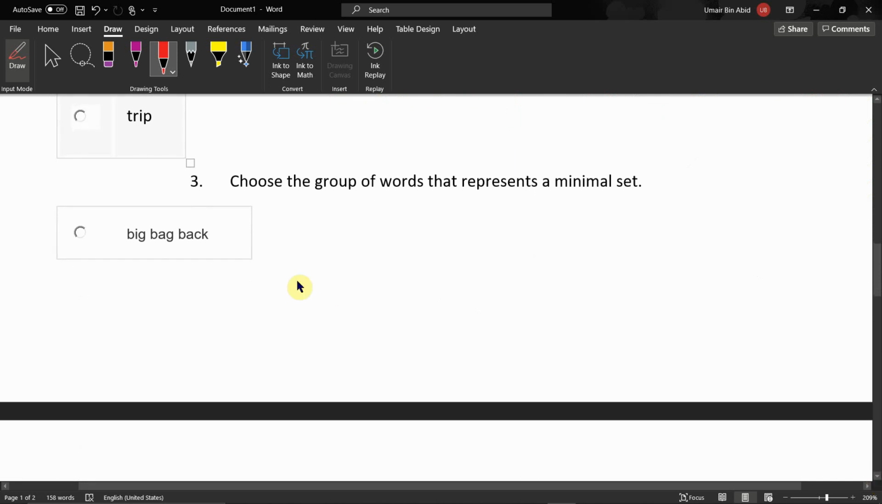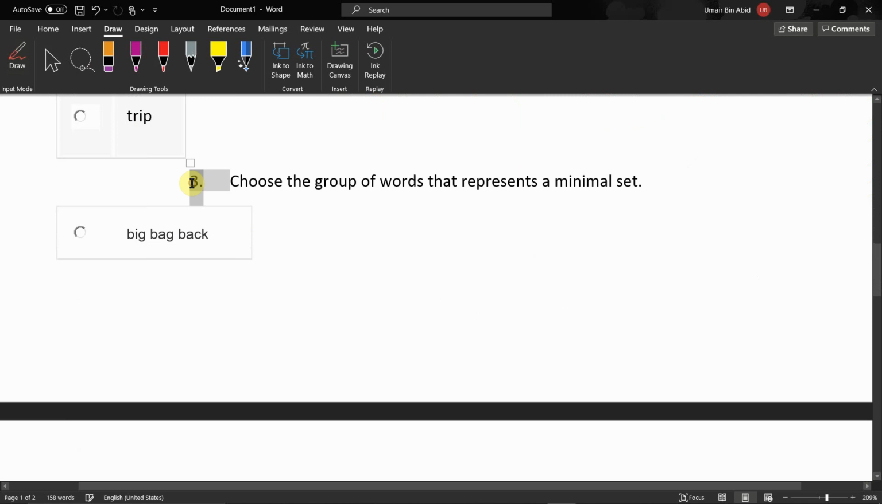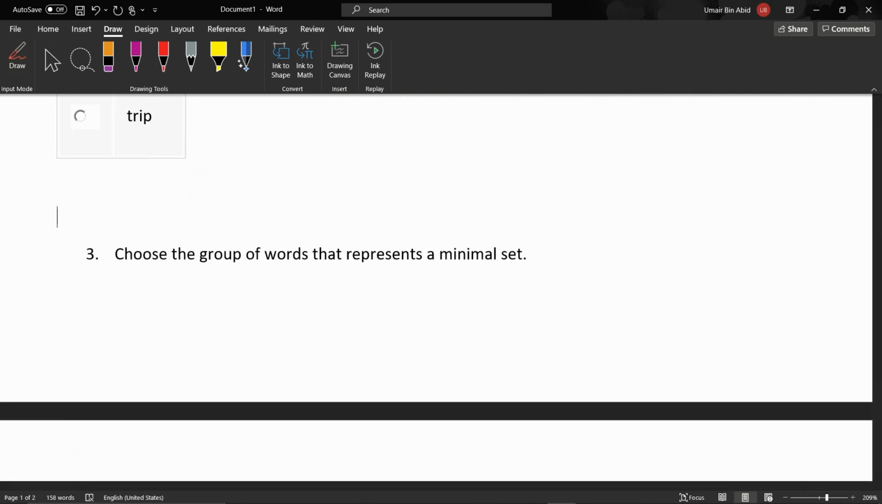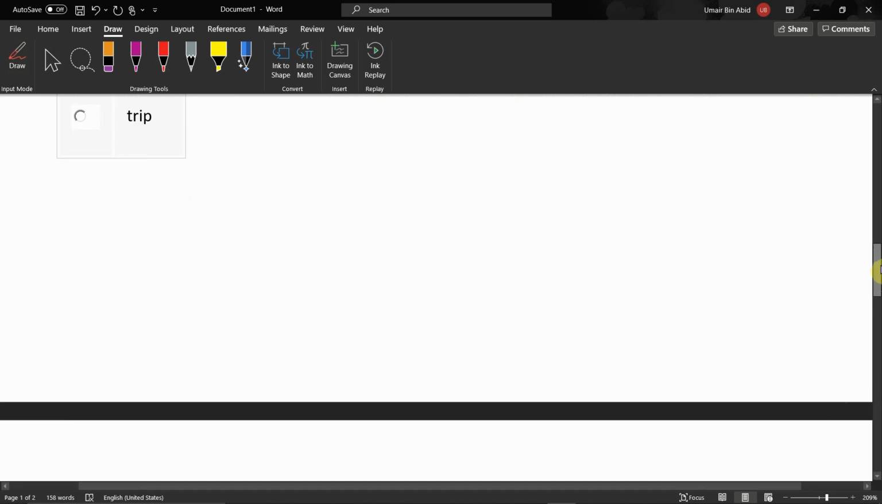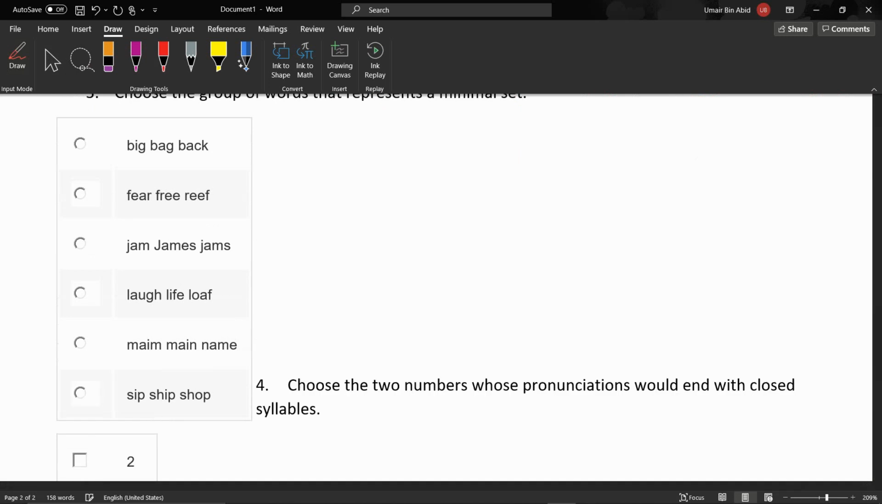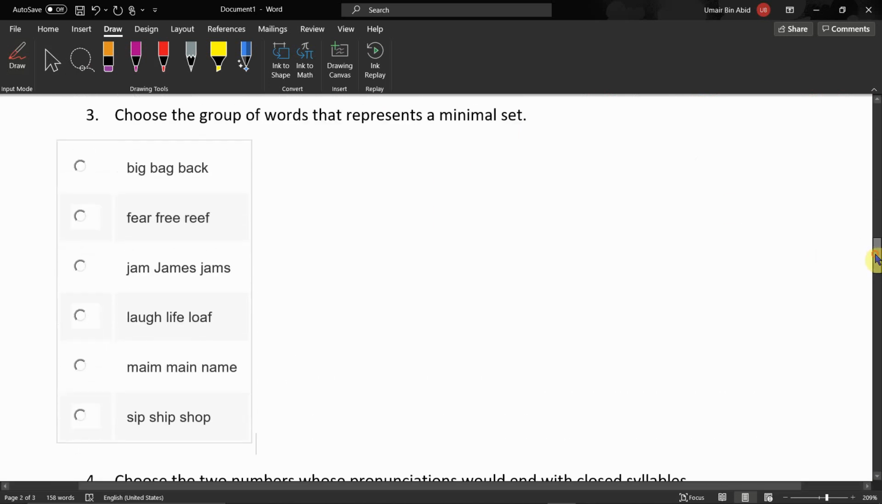The third question is: choose the group of words that represents a minimal set. Now we have to look for the minimal set among the following options, among the following items. Choose the group of words that represents a minimal set.